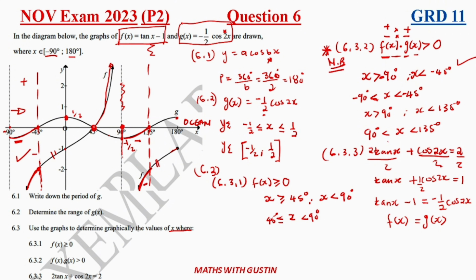Intersection is exactly right here at 45 degrees. Therefore, you can just come here and say the value of x where these two graphs are equal is at 45 degrees. Okay, great stuff, guys. So now that's it. Let's move on.